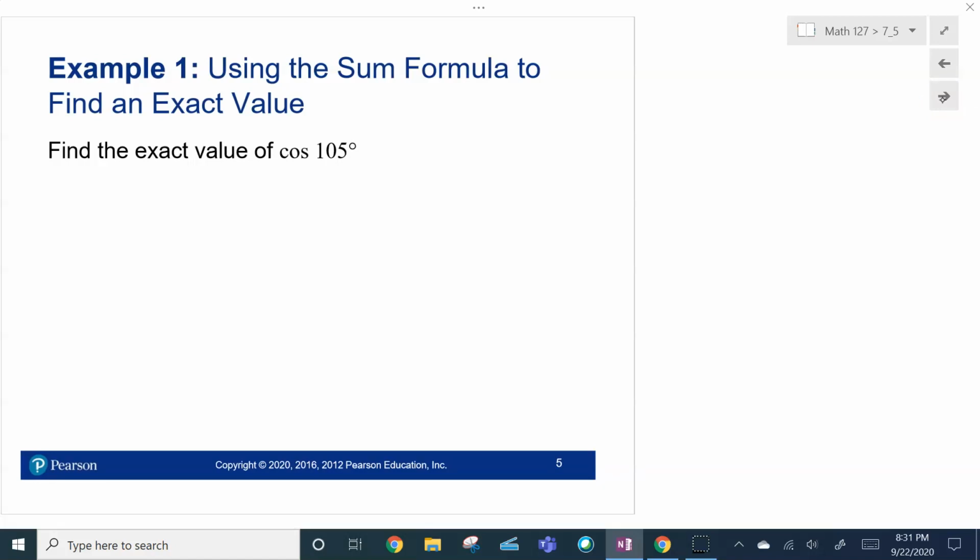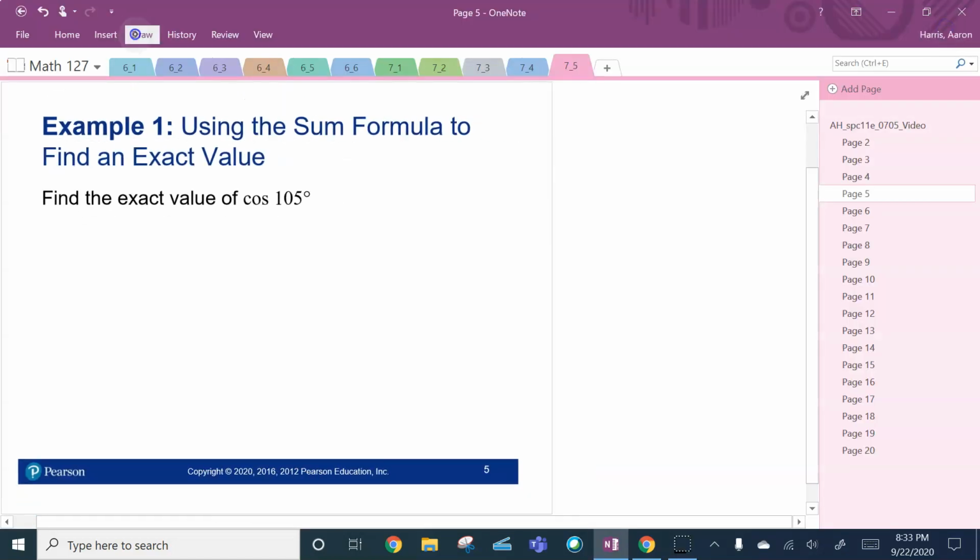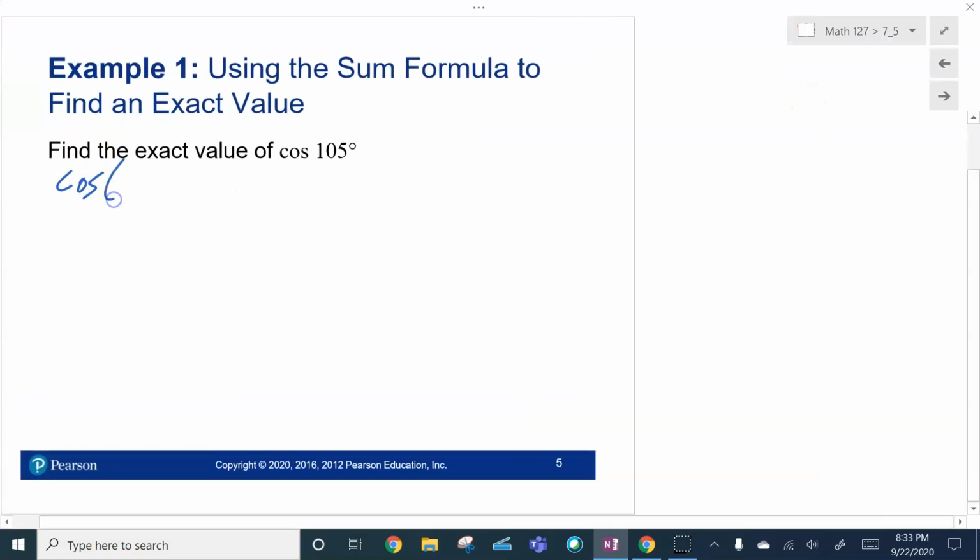So, can we use this to find an exact value of cosine 105? 105 degrees is obviously not on your unit circle, but we have the fact that we can look at our unit circle and say, well, do I have two angles that might add up to 105 that are actually on my unit circle? Sure, I do. Isn't 105 the same as 45 degrees plus 60 degrees?